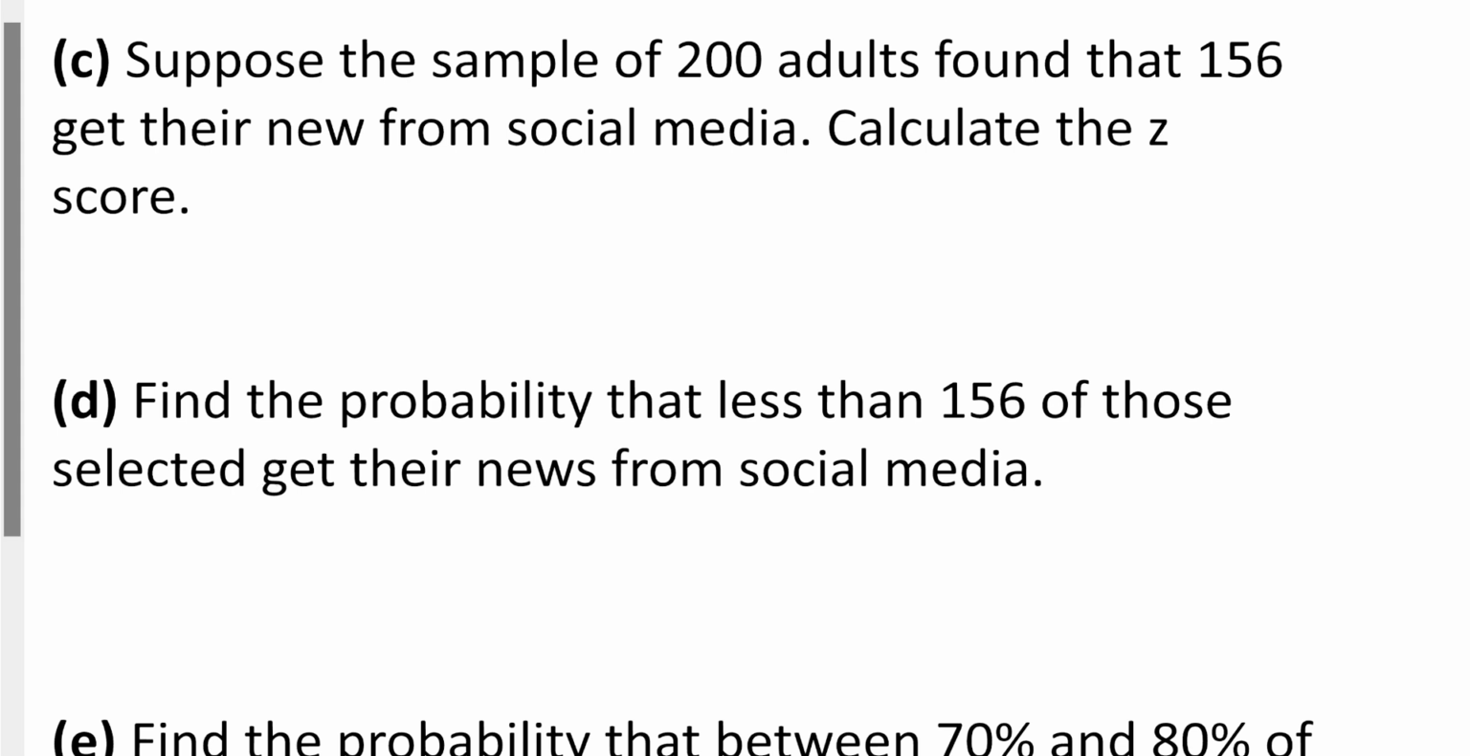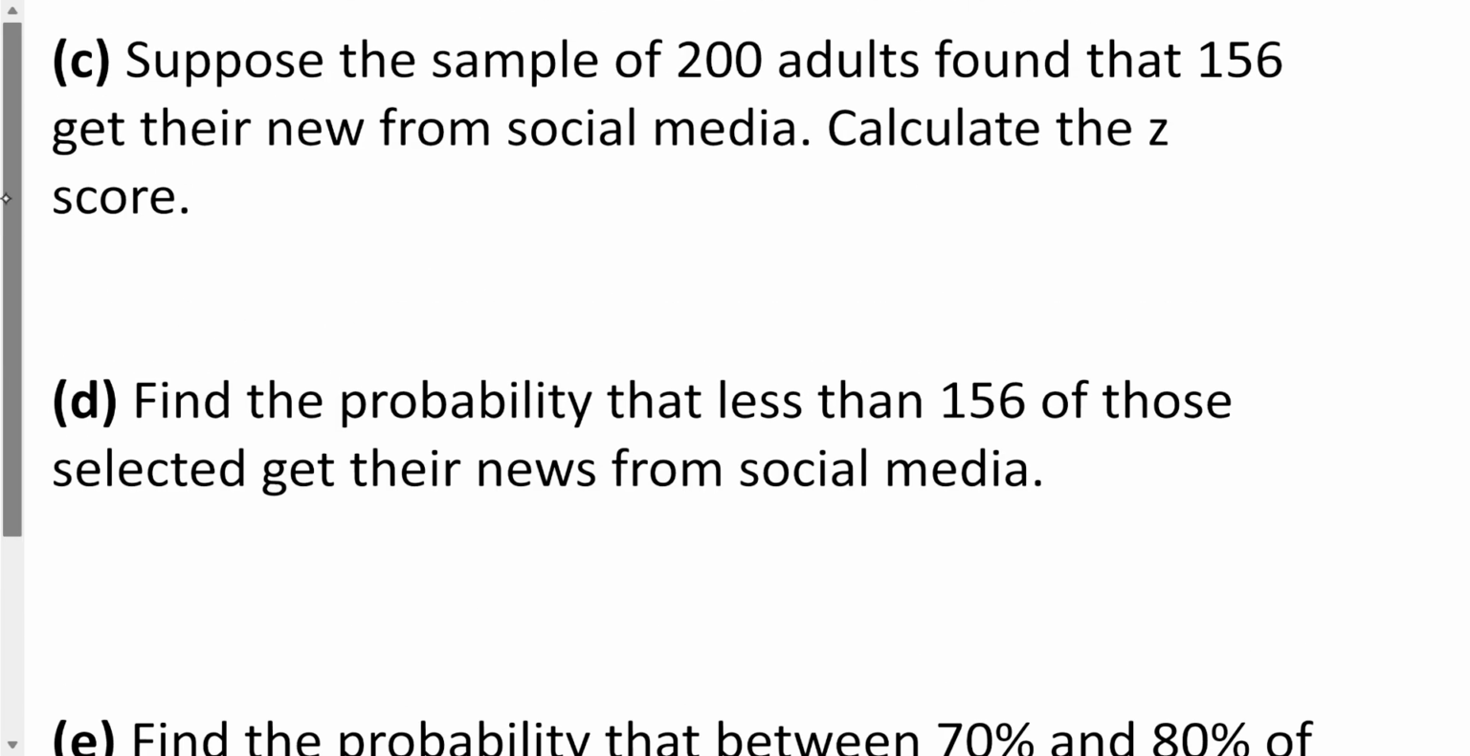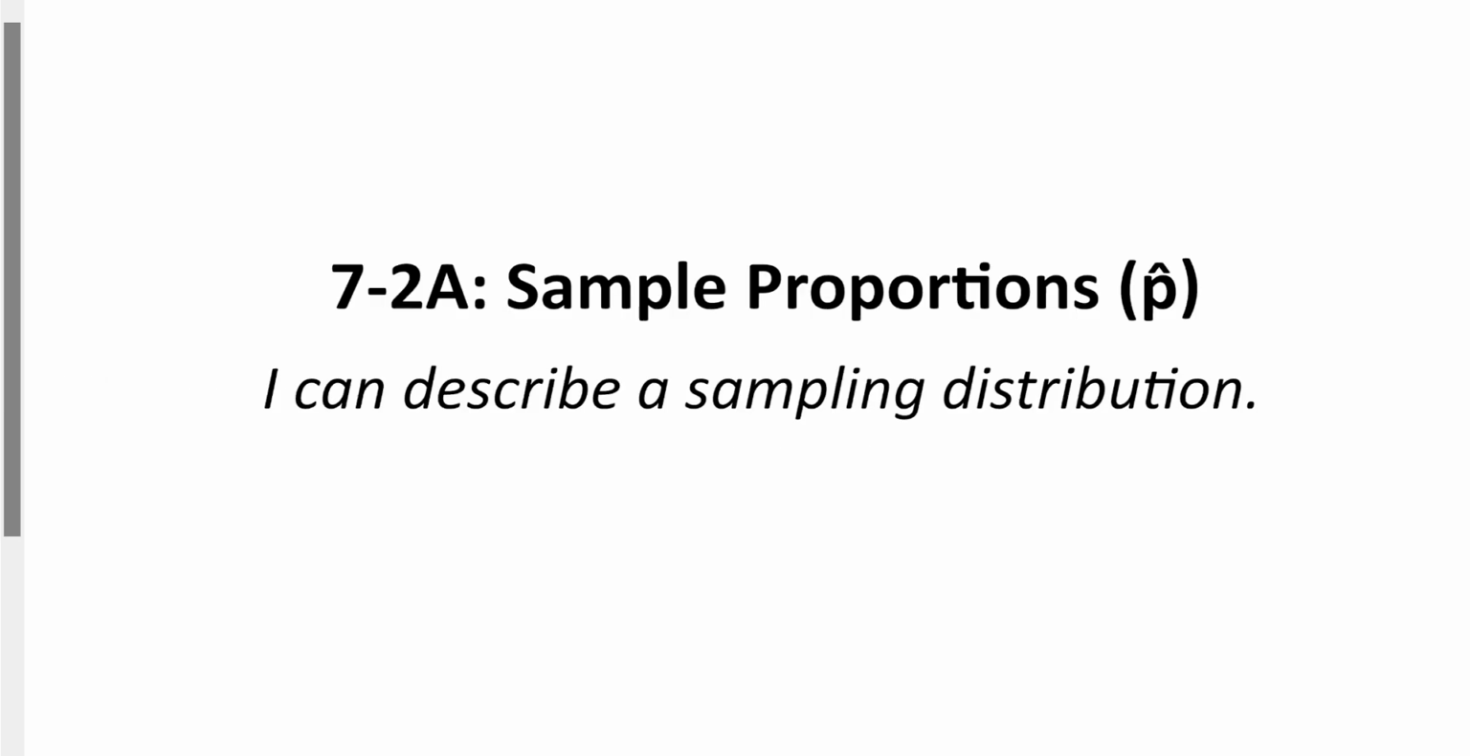Find the probability that less than 156 of those selected get their news from social media. And then find the probability that between 70 and 80%. So it's all application with the same thing, and that is sampling distributions of proportions, also known as sample proportions. We'll get into more with the difference between sample proportions next time. That's all we're getting into today. That's section 7.2a. We'll see you next time.